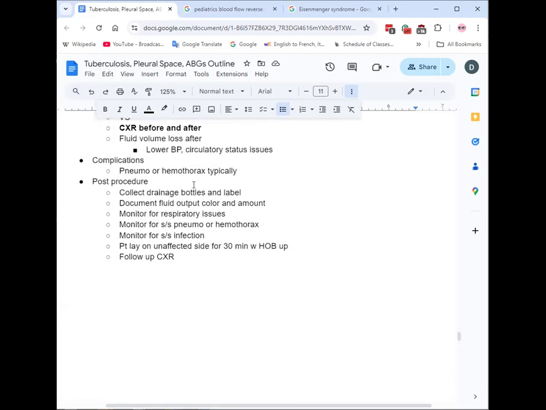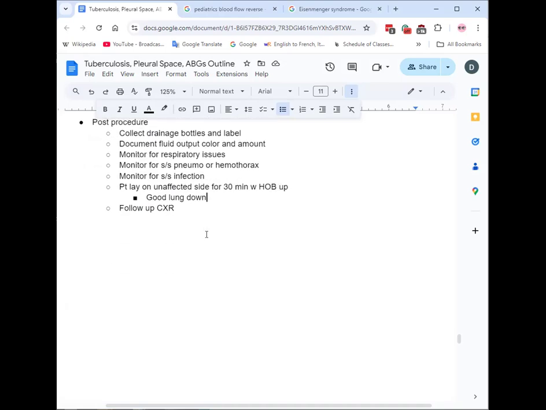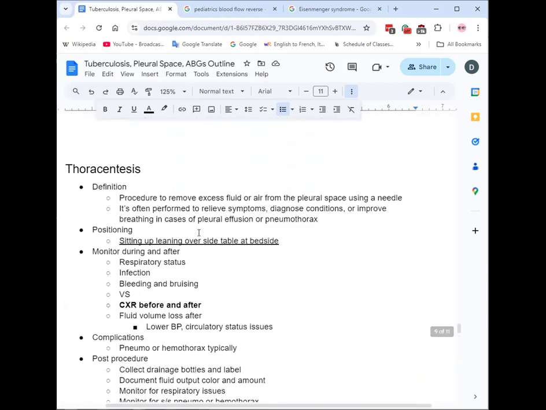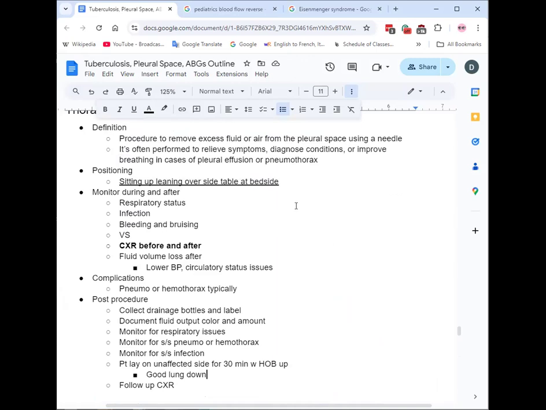And post procedure, just stuff for you to look at. Collect drainage bottles, document more assessments. Good lung down essentially is what this is. So if it's unilateral, then good lung down, head of the bed up, chest X-ray. Any questions on this one? That's decently basic.